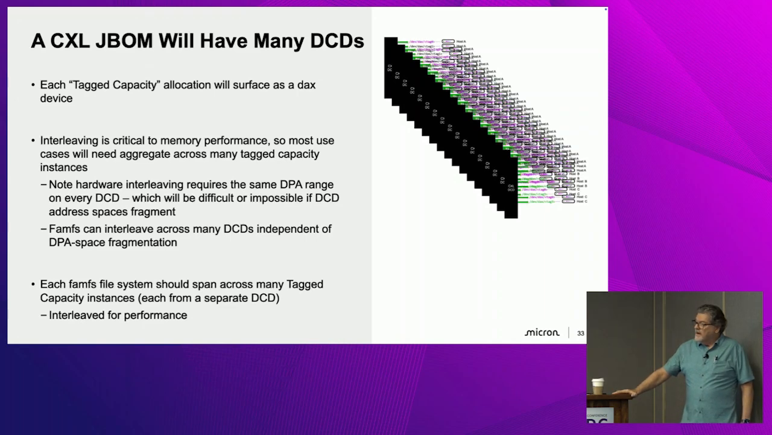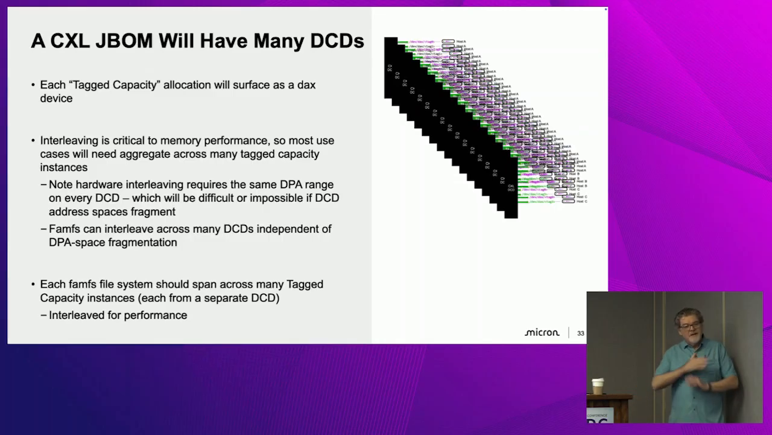When we use memory in a regular server, it's always interleaved. We're always constructing the memory map to interleave across all the memory channels. That's a key thing for performance. That doesn't really affect latency, but it does affect throughput.